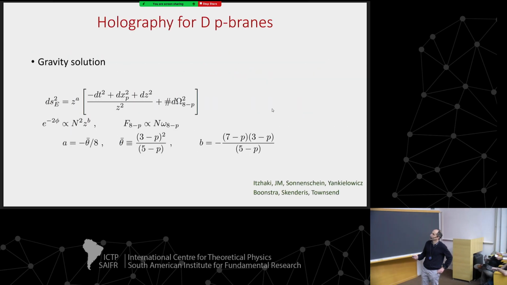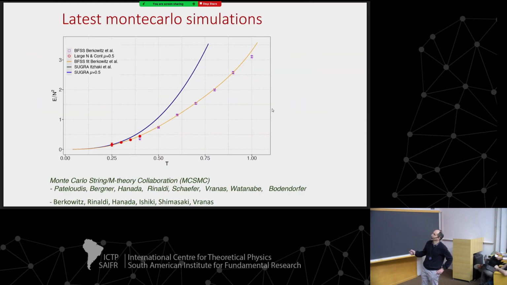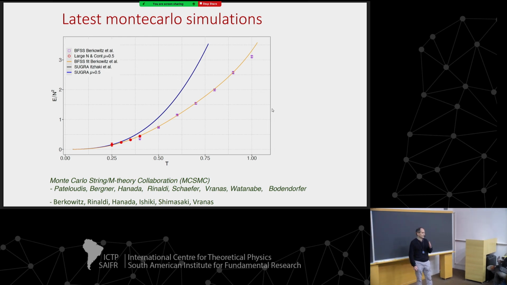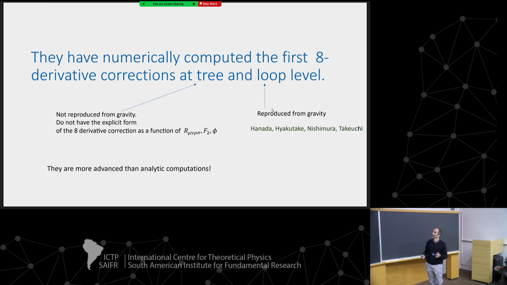Okay, sorry, I need to go back. Now, the yellow curve. So the yellow curve is a fit, assuming you have the gravity answer plus some alpha prime corrections that are expected to have a particular power law dependence in the temperature that is set by the scaling of alpha prime and so on, but with a known coefficient. So you can do this fit with a known coefficient, and you get the yellow curve. And as a bonus, you get the coefficients of these R to the fourth corrections.